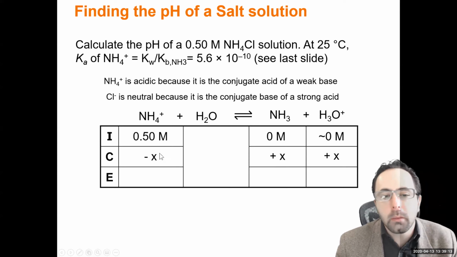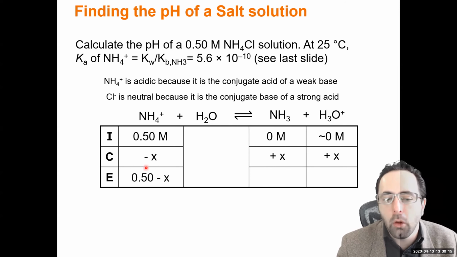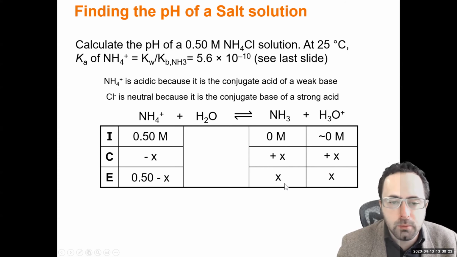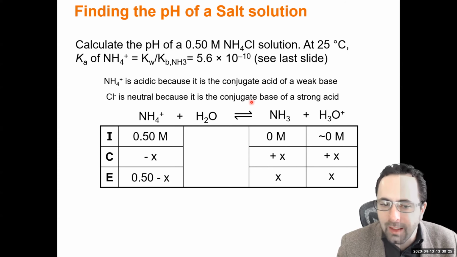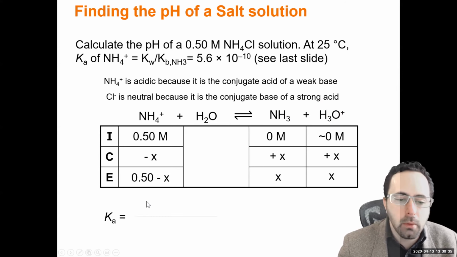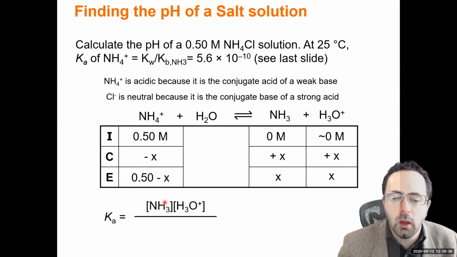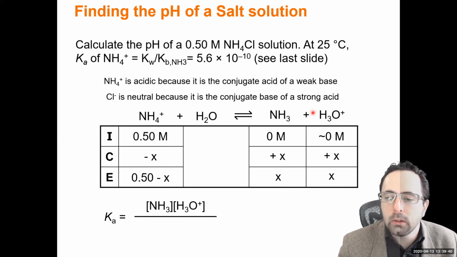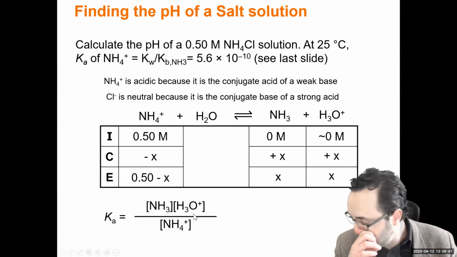So our equilibrium concentrations for ammonia will be 0.5 molar minus x, and for ammonium, it will be x, and for hydronium, it will also be x. So now let's write the K for this reaction, which is the Ka of ammonium ion. We're going to put ammonia and hydronium on the top, each to the first power, since there's ones here. And on the bottom will be ammonium ion, also to the first power, its concentration.